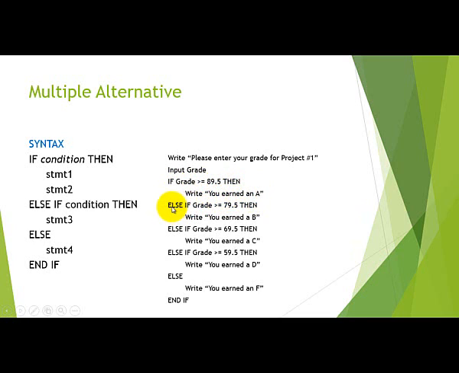And then I have my else if, grade is greater than or equal to 79.5, you've earned a B, and so forth, all the way down to my else statement: if it's not greater than 59.5, then you've earned an F. So this is a multiple alternative. Again, I really recommend using the else if, always followed by a then, rather than a nested if statement. It makes life a little bit easier as you're going through and debugging your program.